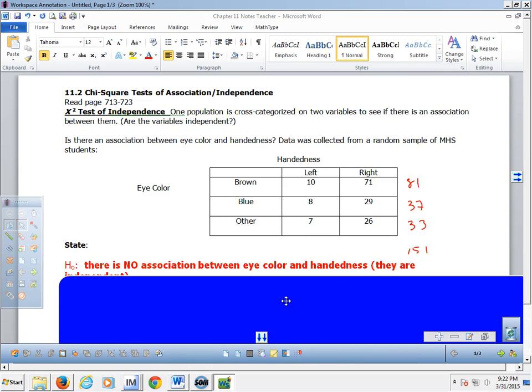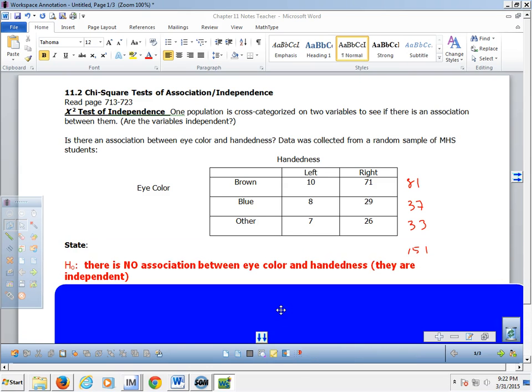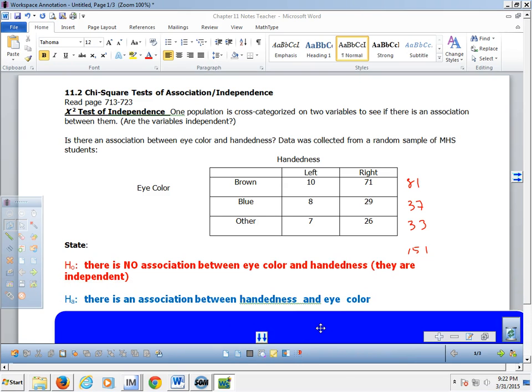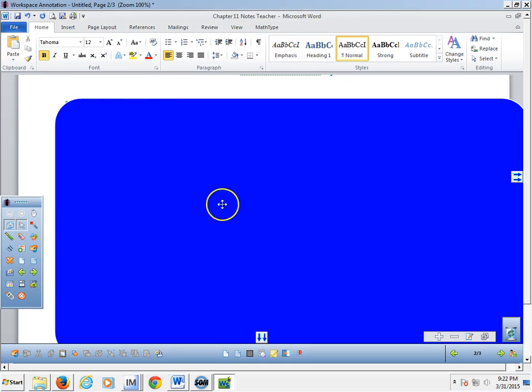To see if there's an association, we're going to do a significance test. And again, our null hypothesis being the statement of no difference, right? Then it needs to say that there is no association between eye color and handedness, okay? They are independent. We are going to assume that eye color and handedness are independent. So what are we looking for evidence of? We're looking for evidence of an association, for them to not be independent. So our alternative is there is an association between handedness and eye color.